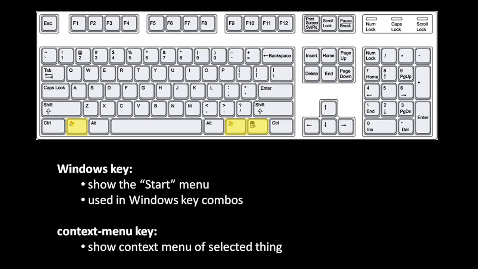The key to the right of the right side Windows key is called the Context menu key. And as the name implies, when you hit this key, it will pop up a context menu of whatever you have selected. This is just another convenience for cases when you don't want to use a mouse.